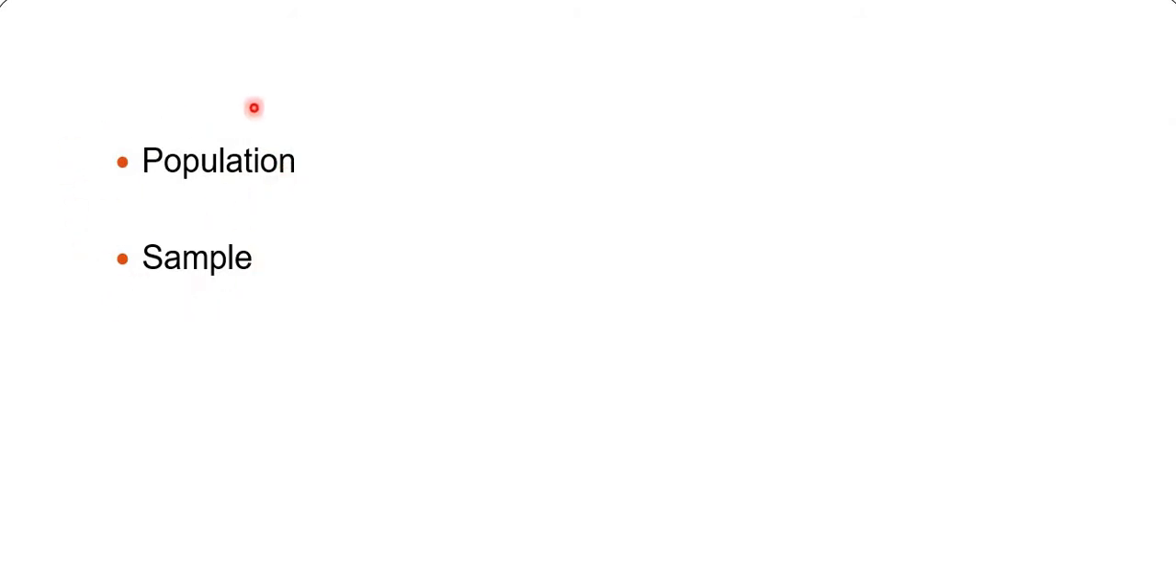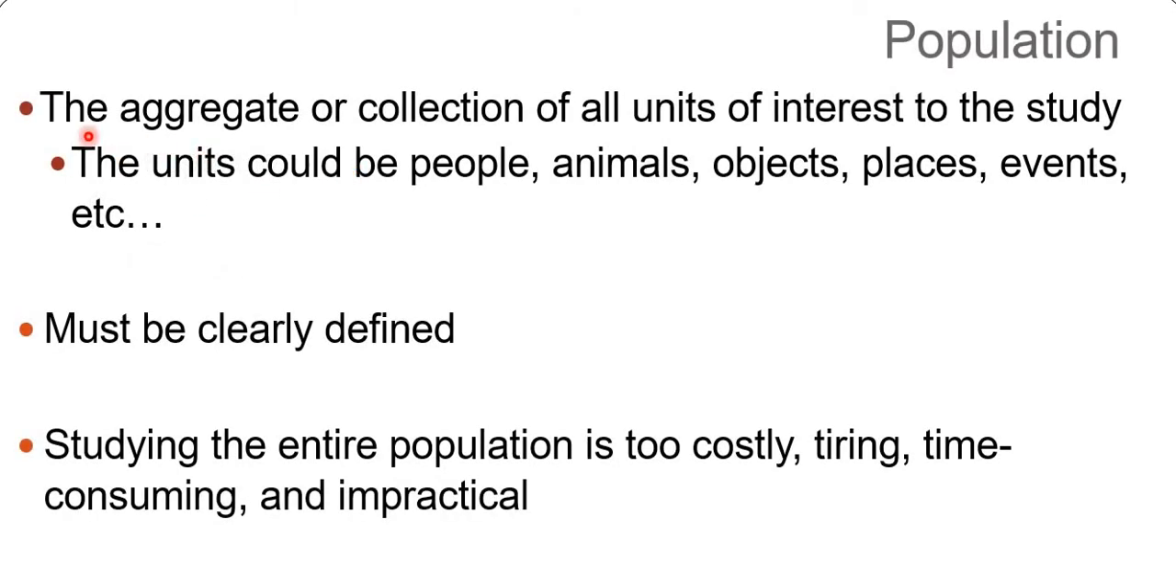Our data usually comes from the population. So the population is the aggregate or collection of all units of interest to the study. It can be people, animals, objects, places, events, amounts, and so on. It must be clearly defined so that we know what population we are talking about.